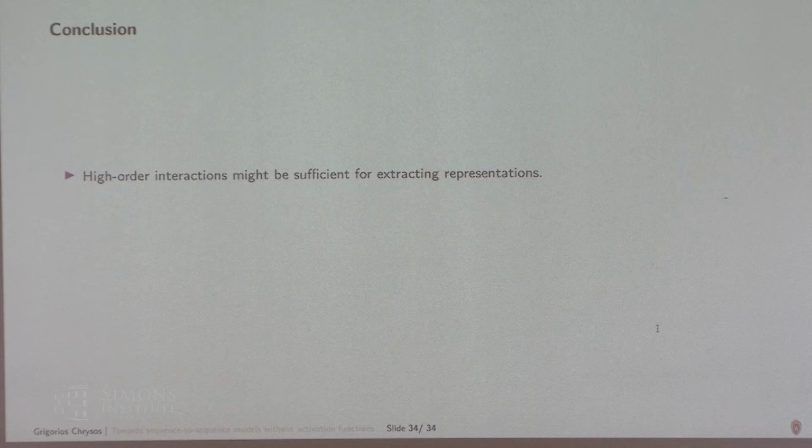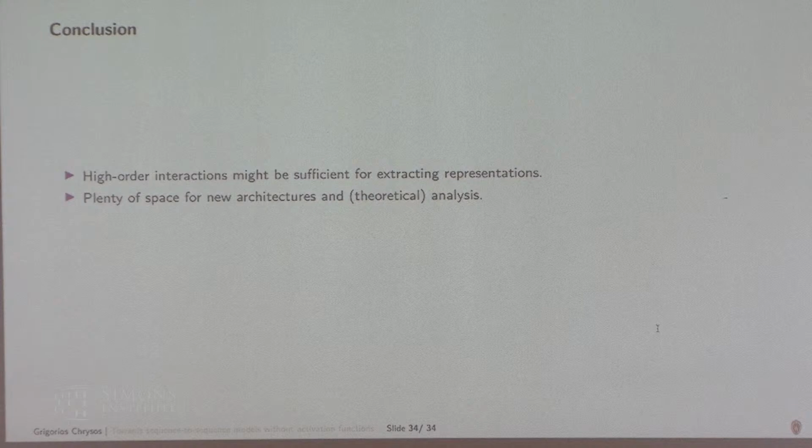And with that, let me conclude that what I tried to argue today was that high-order interactions, so if we have polynomial expansions, might be sufficient for extracting representations. Essentially, I think this area can take a lot of new architectures and a lot of theoretical or empirical analysis, right? We know very little, I think. And again, I'm really happy that some of the speakers throughout the week mentioned the same about diverse problems. I think there is a lot to explore there.